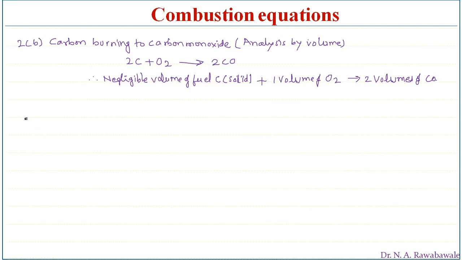Coming to the third equation, third A, carbon monoxide. Now first carbon is burned to carbon dioxide, then carbon is burned to carbon monoxide. Now carbon monoxide is burned into carbon dioxide on mass basis and on volume basis. We will be looking at the analysis.